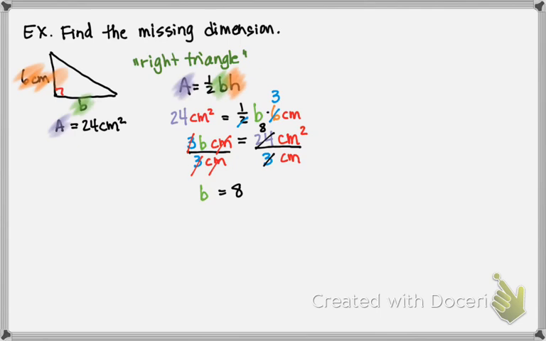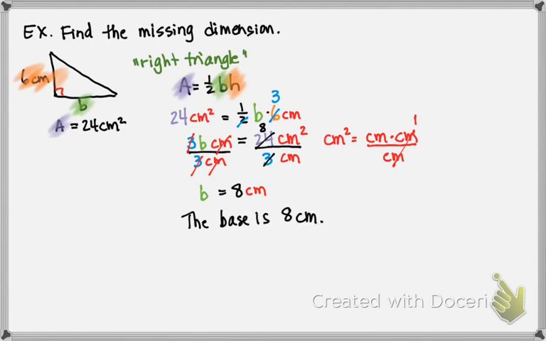So let's explore the labels. Centimeters squared centimeters is the same thing as multiplying centimeters by centimeters. But now I'm going to divide by centimeters. Well, a centimeter over a centimeter, anything divided by itself equals 1. So then I have 1 times centimeters, and that gives me centimeters. So all dimensions have a single label, all area has a squared label. So you would say the base, that's the part that was missing, is 8 centimeters.